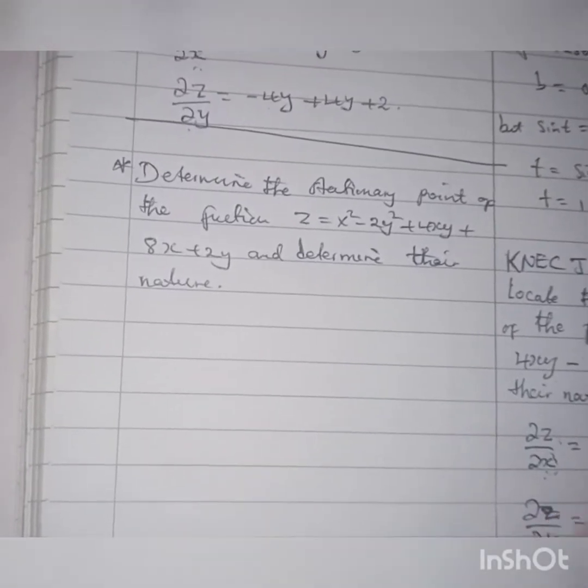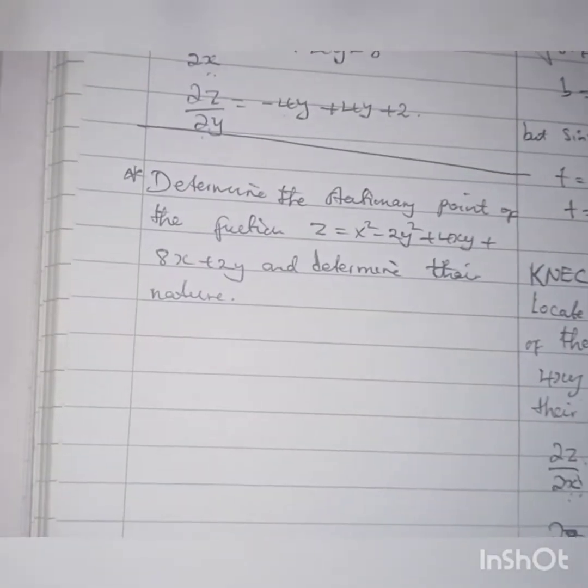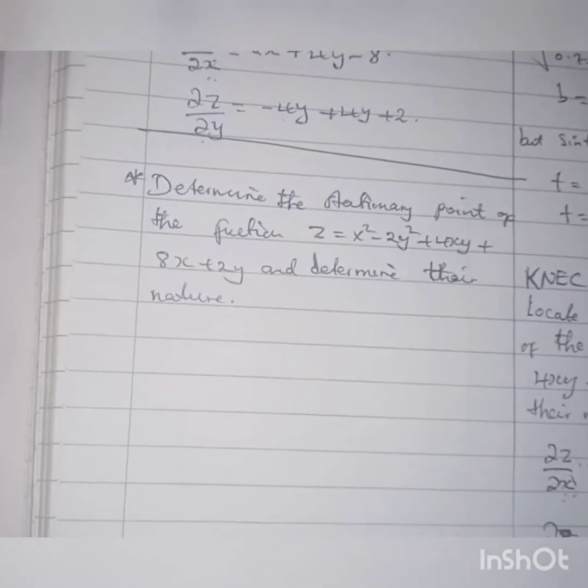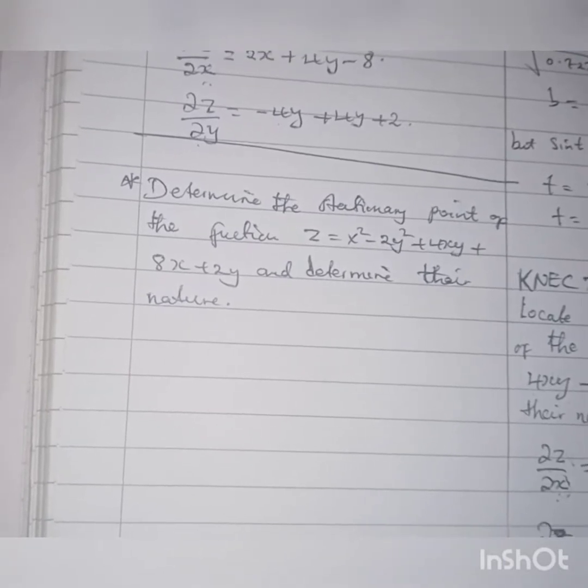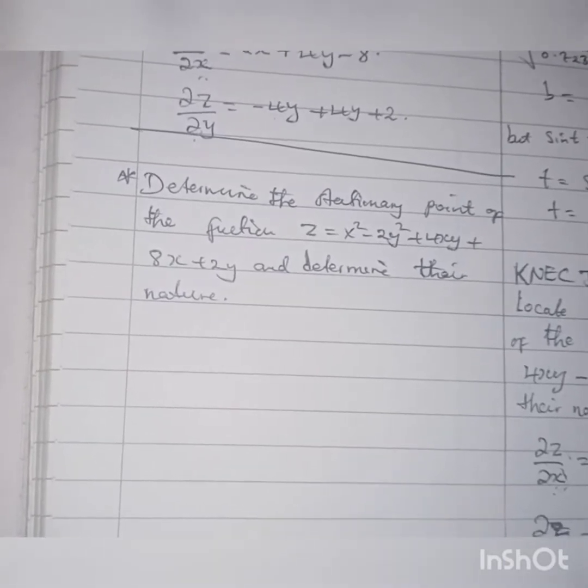Determine the stationary point of the function z equals x squared minus 2y squared plus 4xy plus 8x plus 2y, and determine their nature.